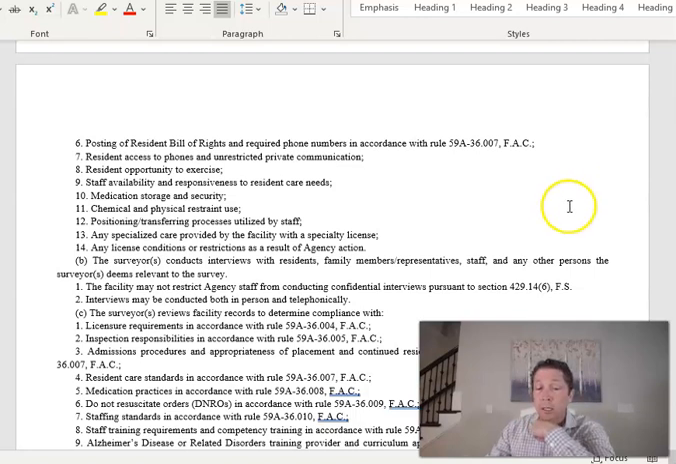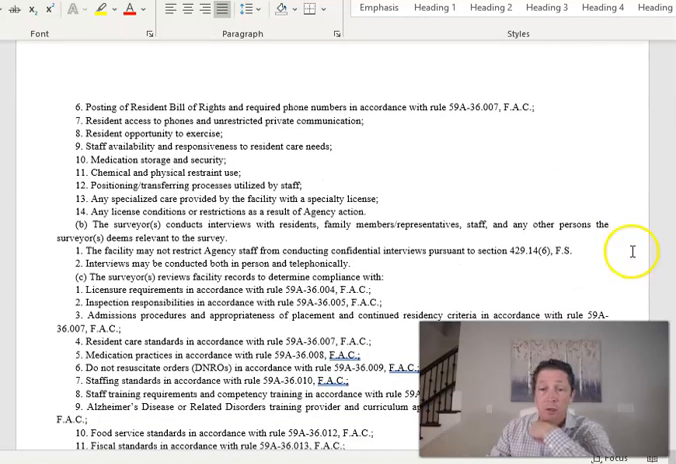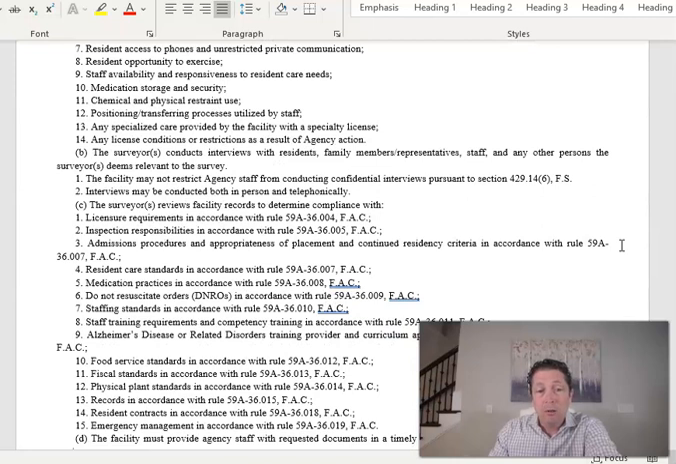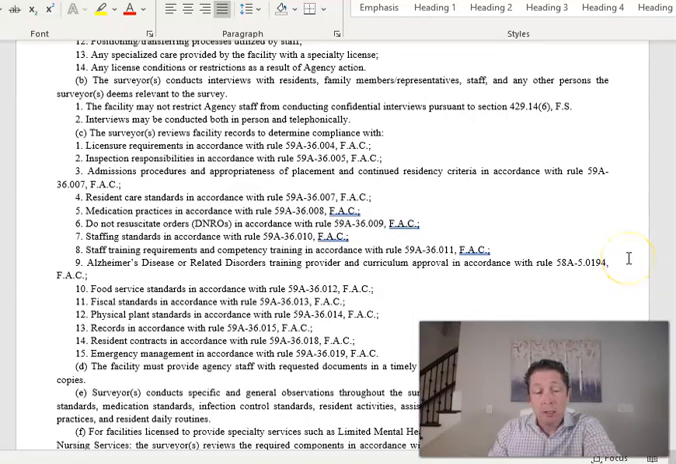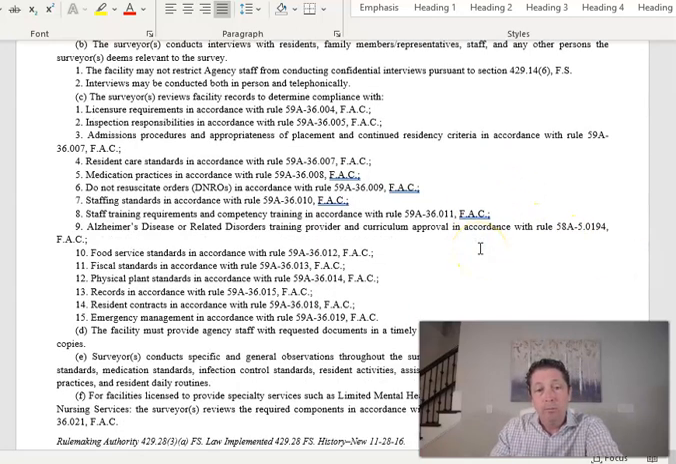The surveyor conducts interviews with residents, family members, representatives, staff, and other persons. The facility may not restrict agency staff from conducting confidential interviews. Number two, interviews may be conducted both in person and by telephone. C, the surveyor reviews facility records to determine compliance with license requirements, inspection responsibilities, admissions procedures, resident care standards, medication practices, DNRO policies and procedures, staffing standards, staff training, and Alzheimer's disease or related disorder training. So if you're a memory care, do you have the appropriate training requirements? We get into all of these things in further detail, but just to give you an overview picture.